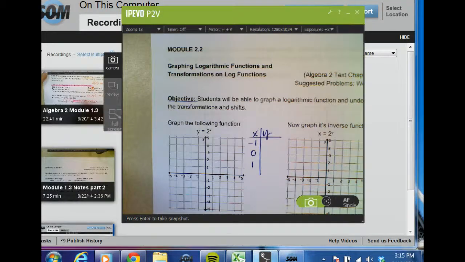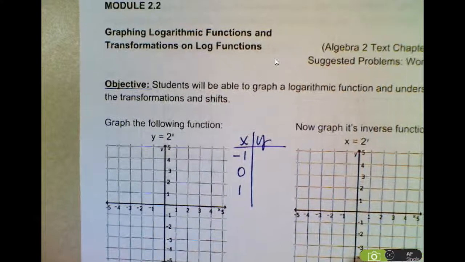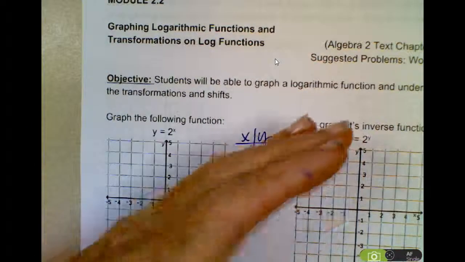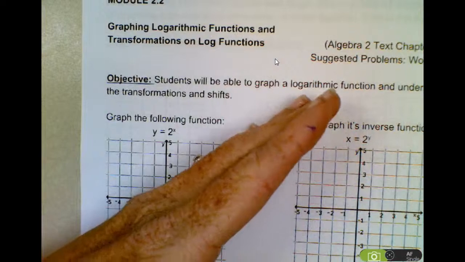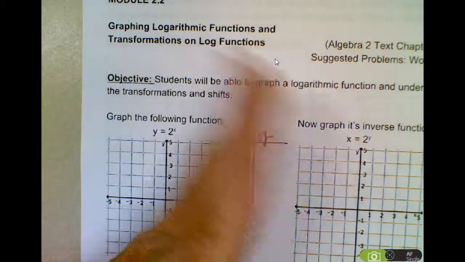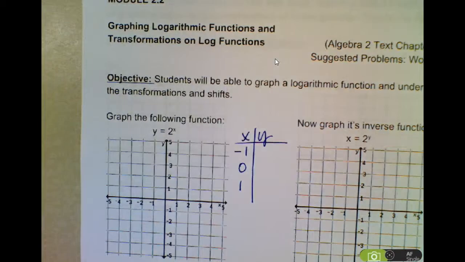So today we're going to be going into Module 2.2, Graphing Logarithmic Functions and Transformations on Log Functions. Just like any other type of function, we have shifts or transformations in those functions. When we're doing linear equations, they start with a mother graph that would go something like this. They can shift up or down the y-axis depending on our intercept. They can flip around if they're negative. We have all different ways that we can transform a linear equation. And logarithmic functions and equations are no different.